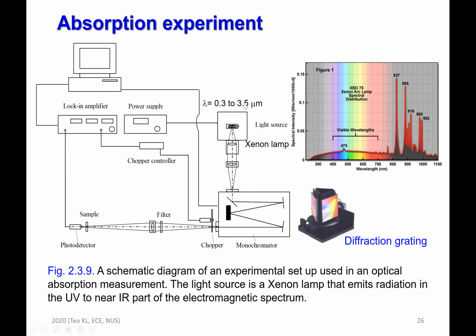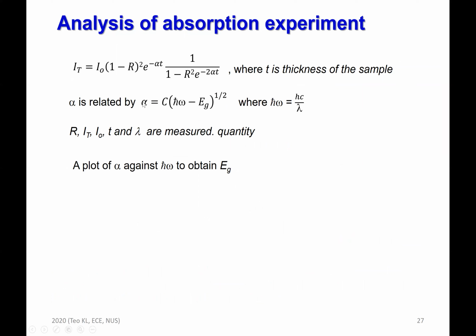So down here you have 0.3 to 3.5 micron, and then you have the diffraction grating. You can always turn the grating such that you can select one wavelength, let's say 1 micron. Converting to photon energy, 1.24 divided by 1 micron, you have 1.24 eV of energy that shines onto the sample. And then you can get one value of the absorption coefficient, by plotting alpha against h bar omega. So one wavelength corresponds to one value of the absorption coefficient, because the absorption coefficient is related to this equation. And remember your absorption coefficient is also related in this way. So IT, I naught, R, thickness can all be measured.